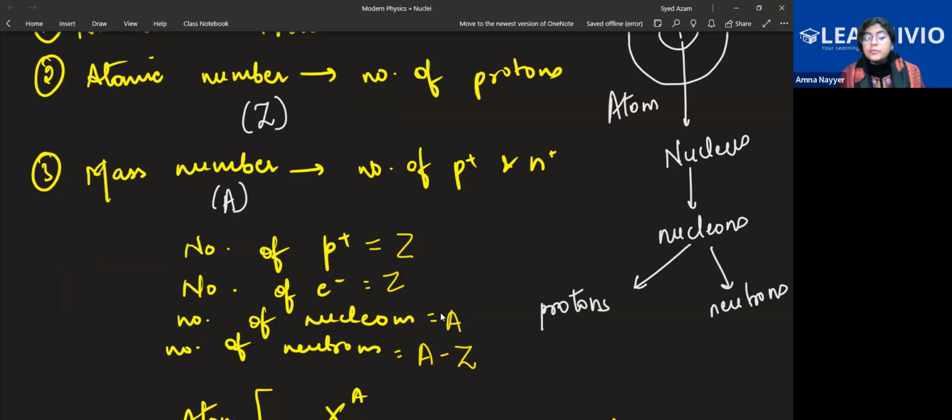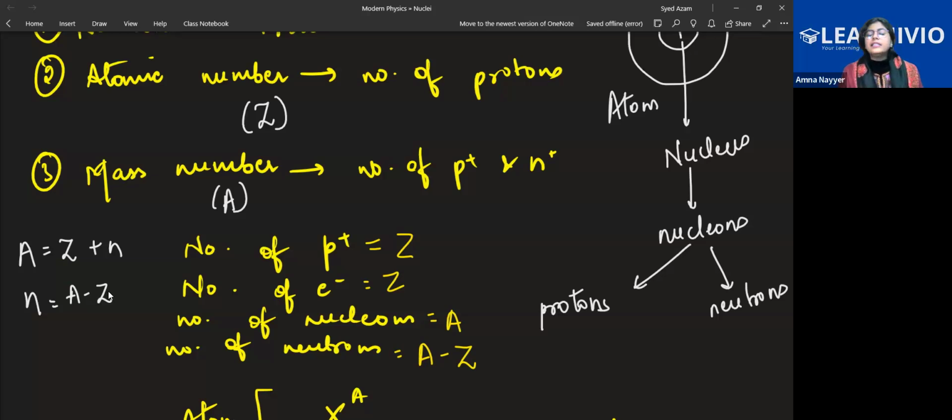The number of nucleons, meaning protons plus neutrons, is the mass number, that is A. The total number of neutrons plus protons is the mass number. The number of protons is Z, and the total number of nucleons is A. So the number of protons plus the number of neutrons equals the mass number. If I want to write the number of neutrons, I'll write it as A minus Z. Is it clear? Yes, ma'am.